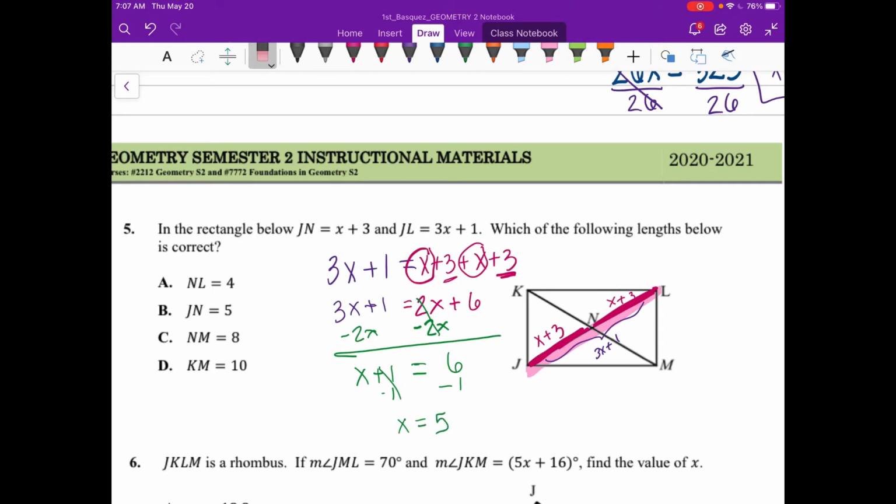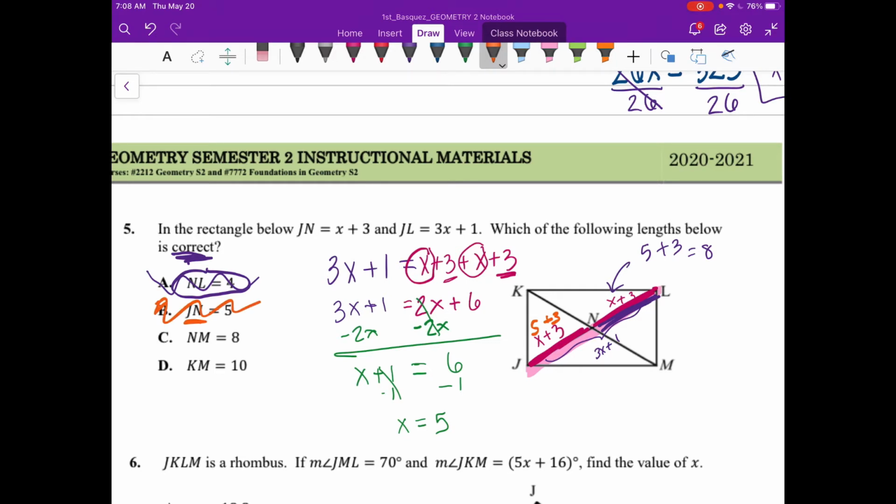So I have my x value, but that's not necessarily how much the segment is. So we want to know which of the following is correct. That means we probably need to go back and substitute into these values. So NL is this segment right here. If I were to substitute in 5 for x, I get 5 plus 3, which is 8. So this is not a true statement. If I go to JN, that's the one that's next. If I substitute in a 5 right here, again, I get 5 plus 3 is 8. That does not equal 5. So that's not true. Keep going.